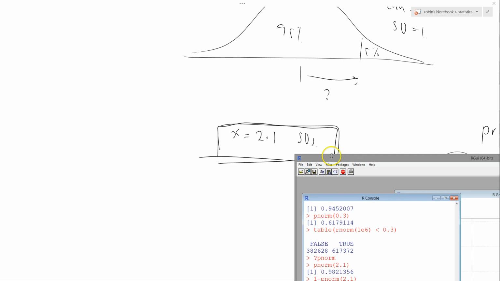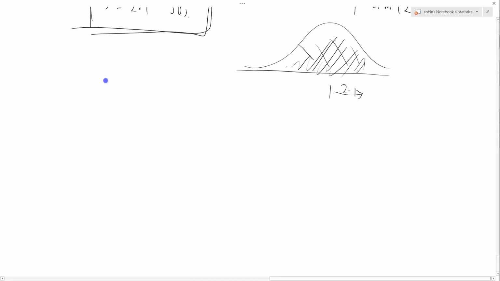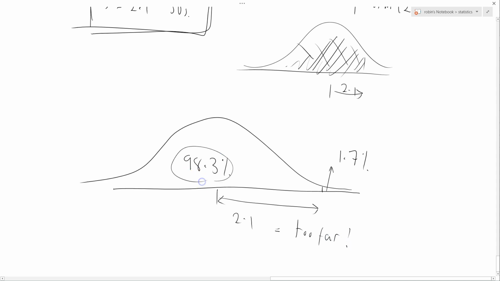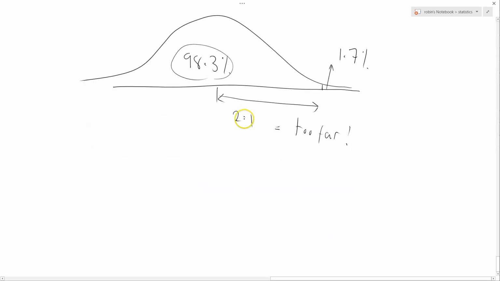Let me draw that diagrammatically. It's a lot easier to draw it on this application than it is to draw in R. What I've got here is something like this. That's 2.1, and this little area here is roughly 1.7%, and this is going to be 98.3%. So we've gone too far, specifically because this area here is bigger than 95%. So 2.1 is too big.